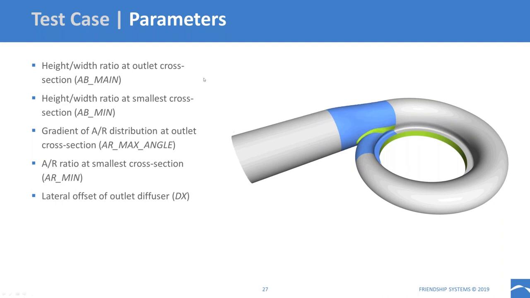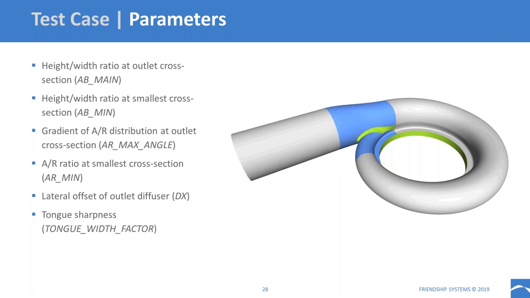The might be the final or one before the final parameter is the lateral offset of the outlet diffuser. So you can see the diffuser moves sideways. And of course, the tongue intersection here changes as well. And right, this is the last parameter, the tongue sharpness, which changes basically the radius of this tongue surface here.